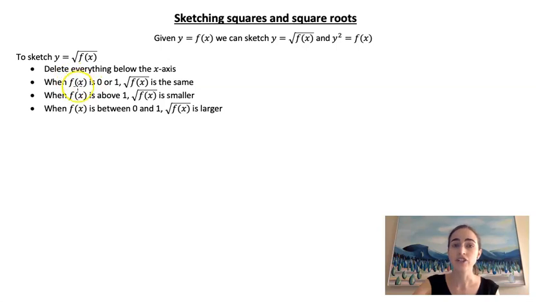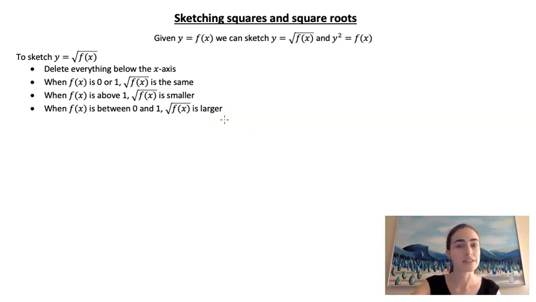Next, if we've got our function equaling 0 or 1, then when we take the square root of it, it's still going to be equal to 0 or 1 because the square root of 0 is 0 and the square root of 1 is 1. If f of x, so our original function, is above 1, so anything greater than 1, then when we take the square root of it, the y value is going to be smaller than whatever it was in the original function. But if our function has a y value between 0 and 1, then when we take the square root, the value that we get is actually going to be larger than the original. So it'll be above our original graph.